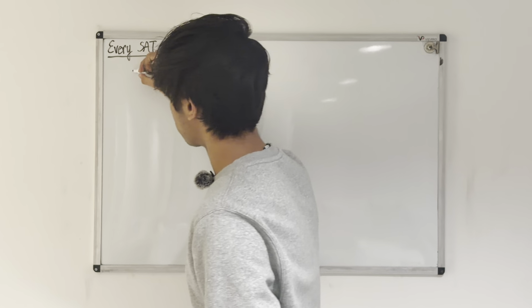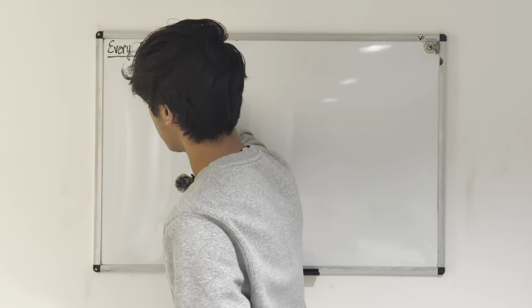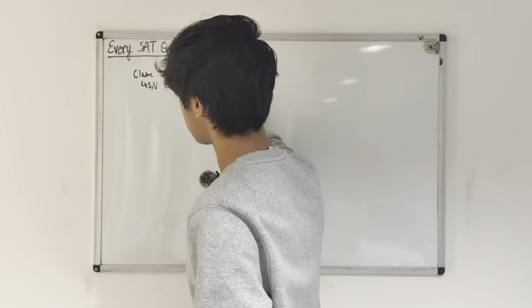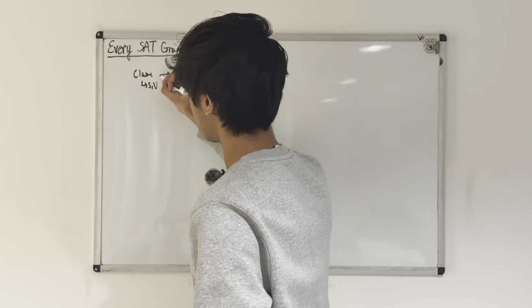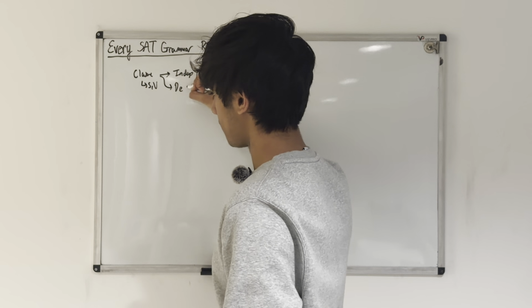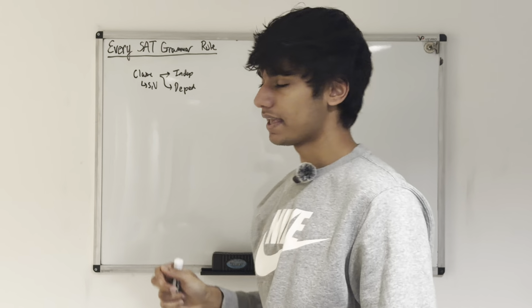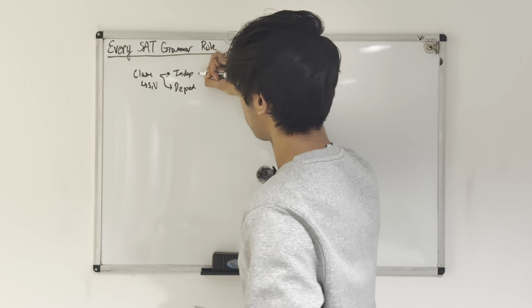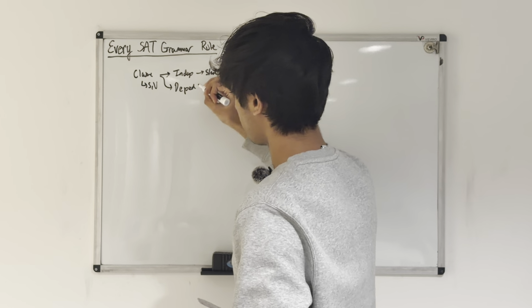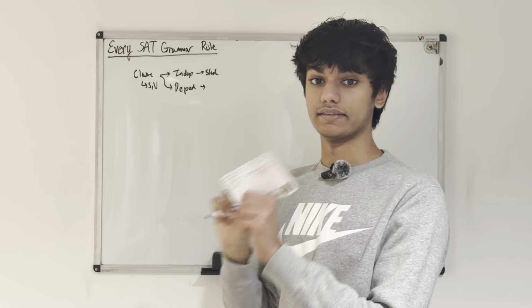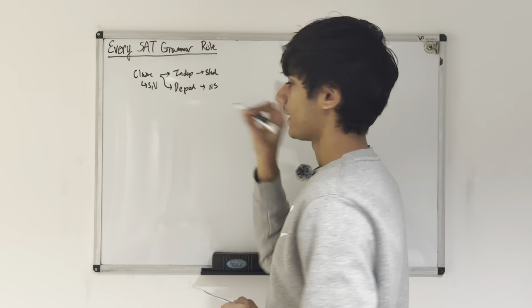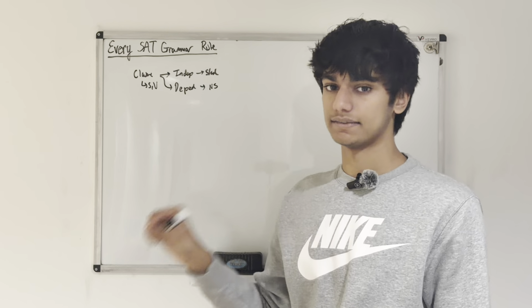A clause is a group of words with a subject and a verb. And there are two main types of clauses you need to know: an independent clause and a dependent clause. The main difference is that an independent clause expresses a complete thought and can stand on its own, while a dependent clause does not express a complete thought and does not stand on its own. For example, an independent clause would be, I eat pizza, right?